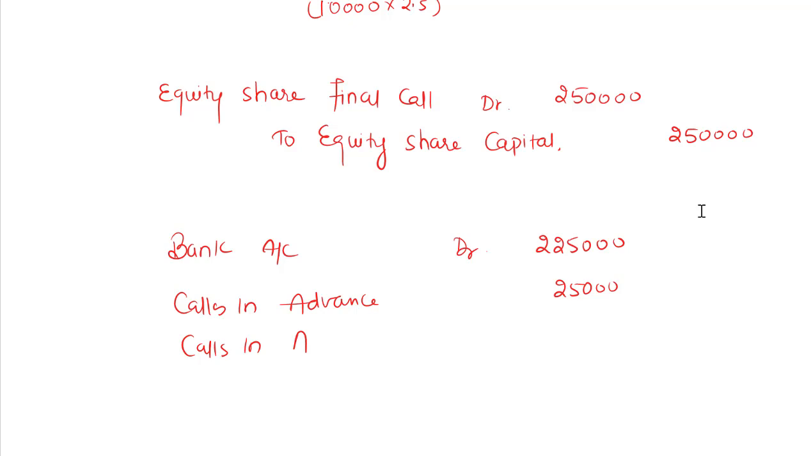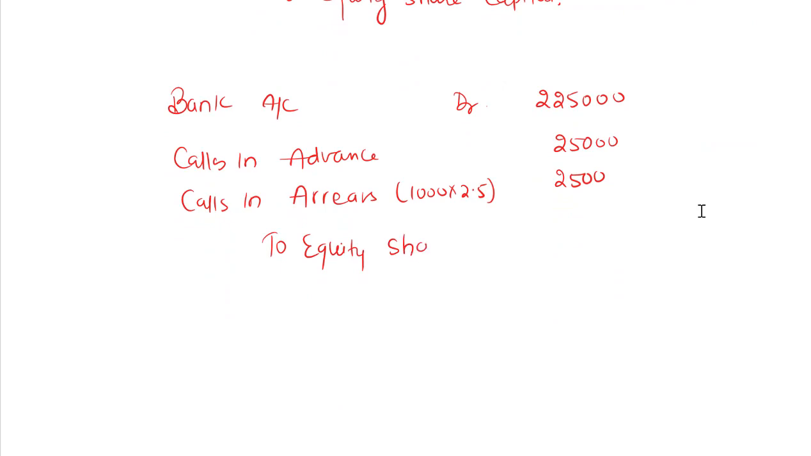Calls in arrears 1,000 multiplied by 2.5, 2,500 to equity share final call. Bank account debited to equity share final call 2,50,000. Calls in arrears 2,500 not received. Calls in advance set off, and bank account debited 2,25,000. I believe you understood.